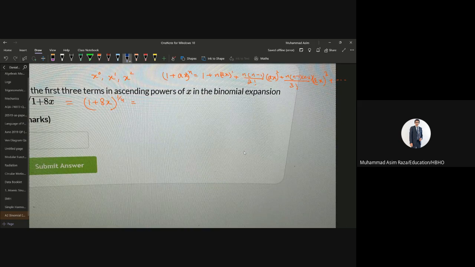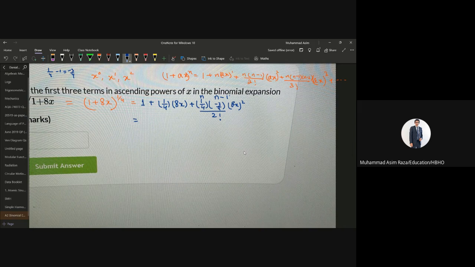Let's expand it. First of all, I have to write down 1, plus I have 1 over 4 as the power, then ax, meaning here we have 8x over 1 factorial, which will remain as 1, plus here we will write down 1 over 4, and here I write n minus 1. Now what is n minus 1? Let's find it out. 1 over 4 minus 1 is equal to minus 3 by 4. So that is why I need to write down minus 3 by 4 over here, and then I will write down 8x squared, divided by 2 factorial, exactly.